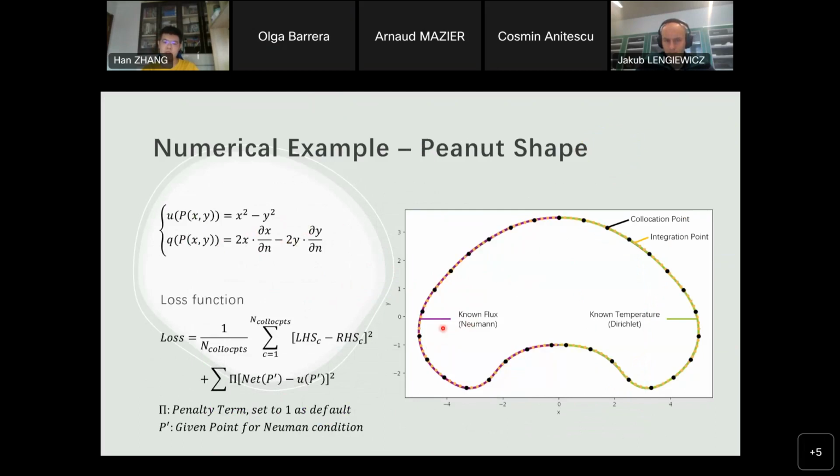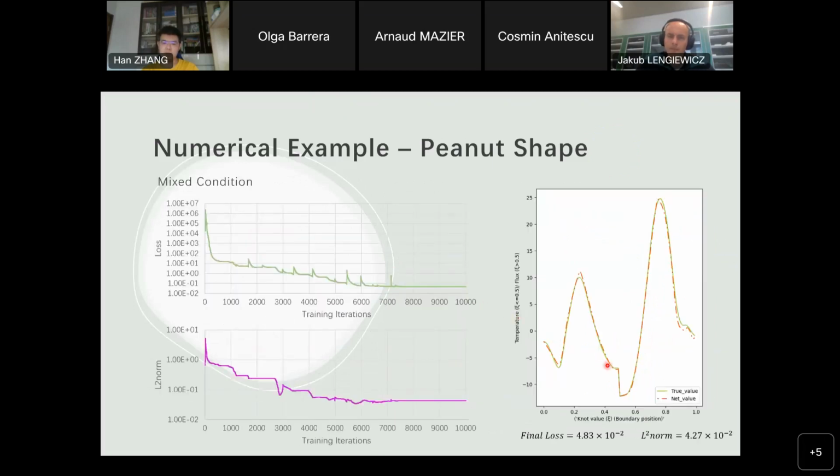For the mixed condition, we consider the left-hand side to be the Neumann condition and the right-hand side to be Dirichlet. Here's the performance. We can see there's a jump happening here, which is the joint of the two boundary conditions. Here's the convergence plot and the comparison plot. Overall, it can be seen that there are some minor errors, but overall it's in an acceptable range, I think.